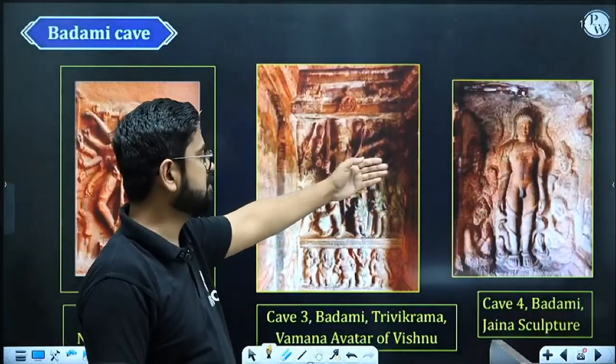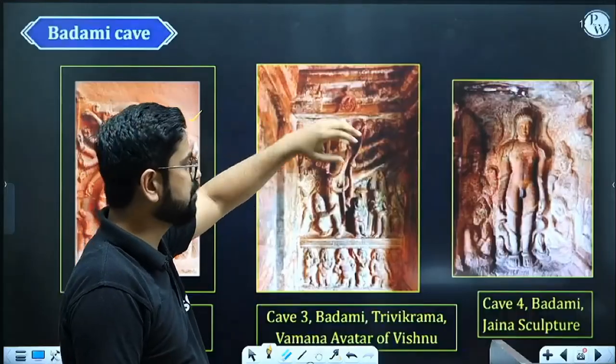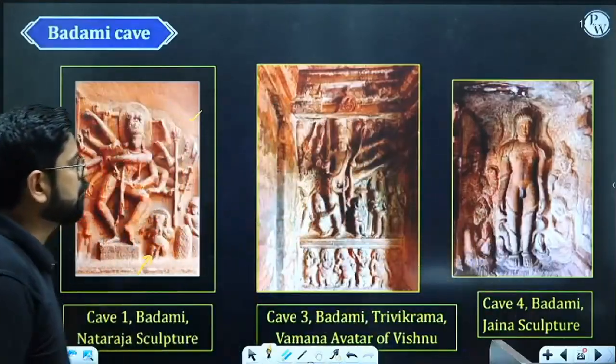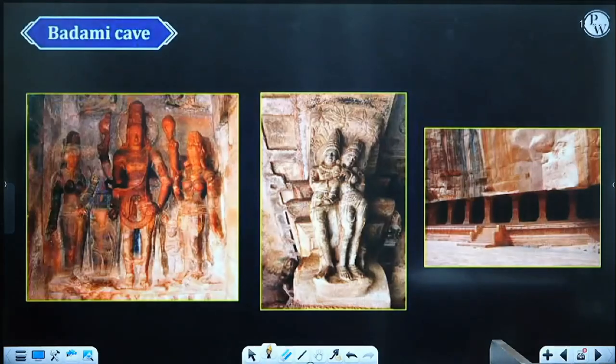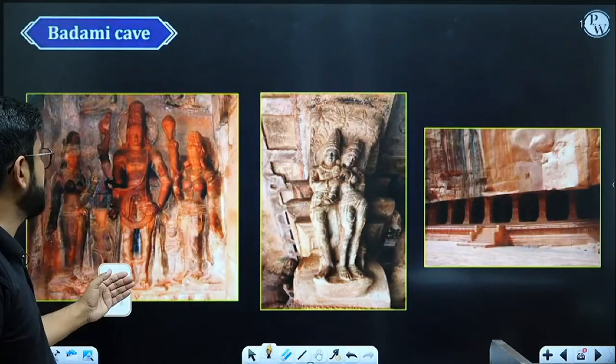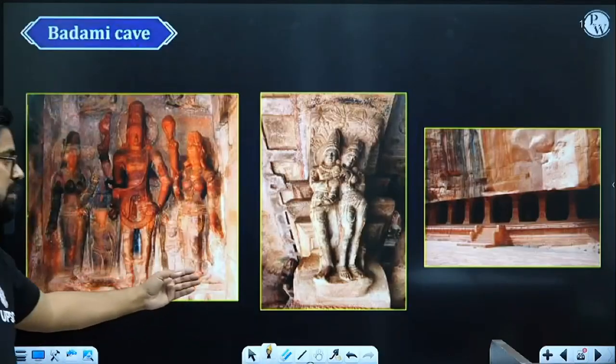Then Trivikrama, in 3 steps he's covering the whole galaxy. Then in cave 4 there is a Jain sculpture, so one cave is devoted to Jainism as well. And the other is Harihara. This is Bhagwan Vishnu plus Shiv, and their consorts with them, both the Matas are there with them.